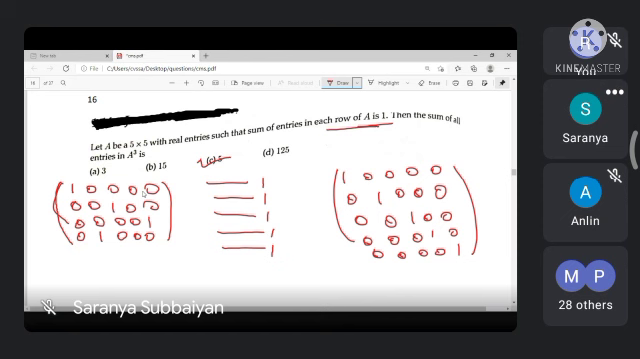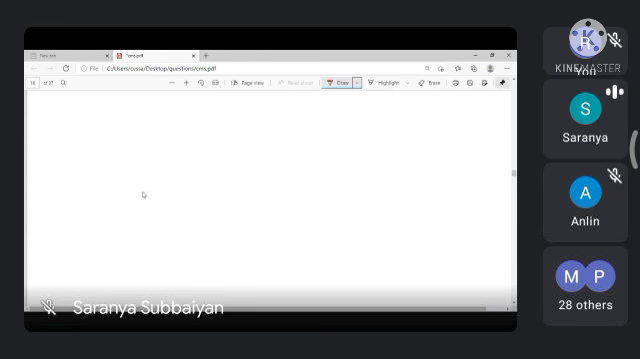Another one. Finding a cube of this matrix is difficult, but finding a cube of this matrix is very easy. So again the sum is 5. So no problem at all. Is it clear? Yes, ma'am. So next one.